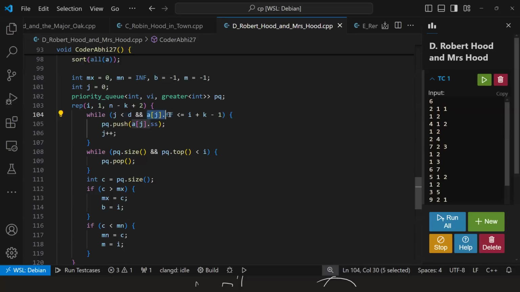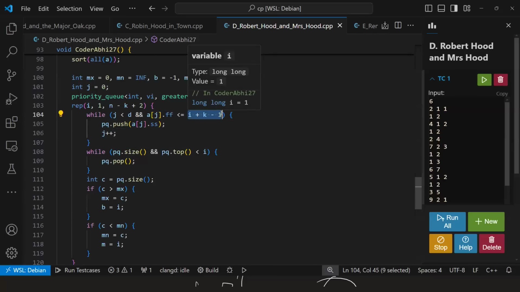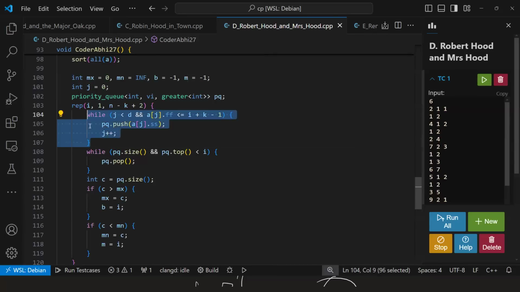Just check this, and after this, if aj dot first is less than or equal to, so if I'm starting with i I would end at i plus k minus 1. So if the start of my range is less than or equal to the end of my current range, then it is overlapping. Then I would push into my priority queue and I would do j plus plus. Okay. So likewise, I would push all the values which are starting before this time. So they would be pushed.